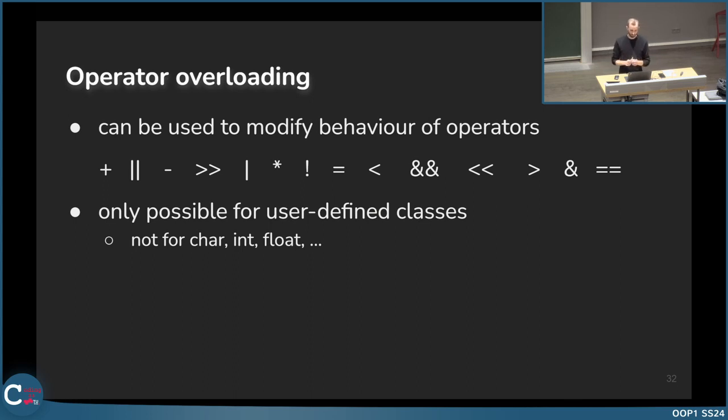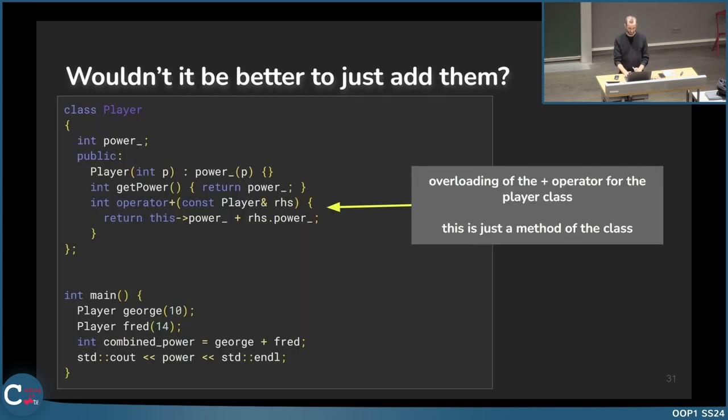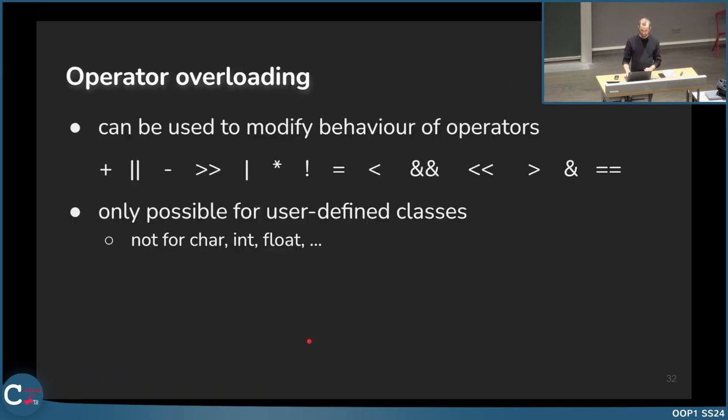It's possible for your own user-defined classes, like we have here. George and Fred are of type player, and we defined this type. It's not possible for char, int and float, because we cannot override them. They are already somewhere in the library, and we cannot modify this. But for our user-defined classes, we can set our own behavior for these operators.